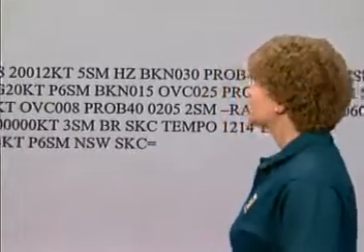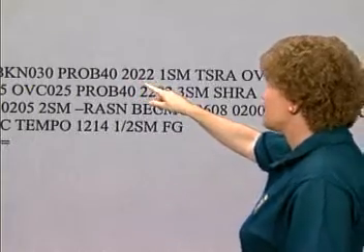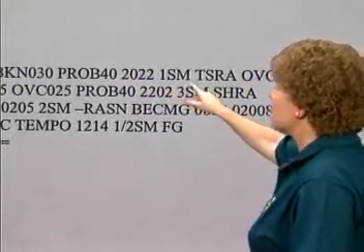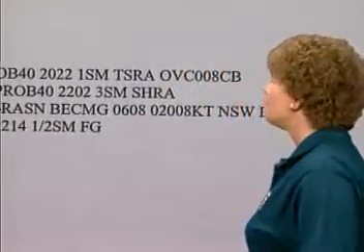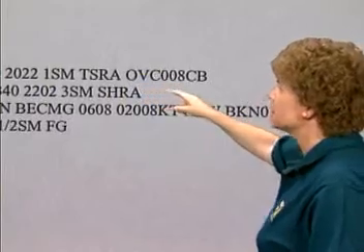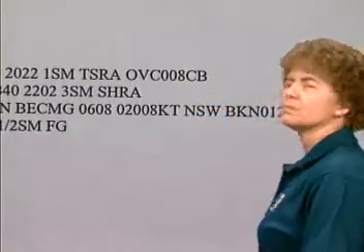Next it says Prob 40. And no, it's not a ballot measure in the next election. In this example, it means there is a 40% probability that between 2000 Zulu and 2200 Zulu, you'll have visibilities of 1 statute mile. And that's because of some significant weather: thunderstorms and rain. The TS stands for thunderstorms and RA for rain. I'd call that pretty significant weather, all right. Also, they're forecasting clouds, an overcast layer of 800 feet, and the cloud type is CB or cumulonimbus.